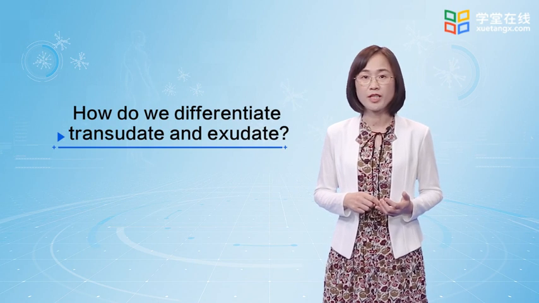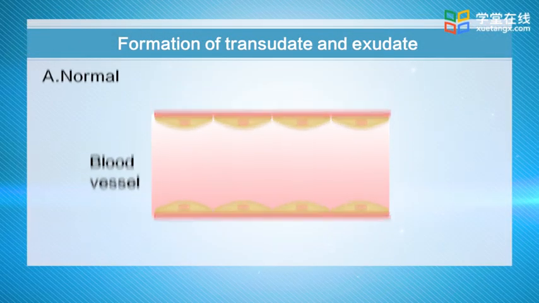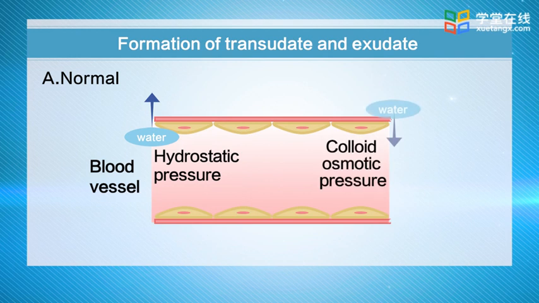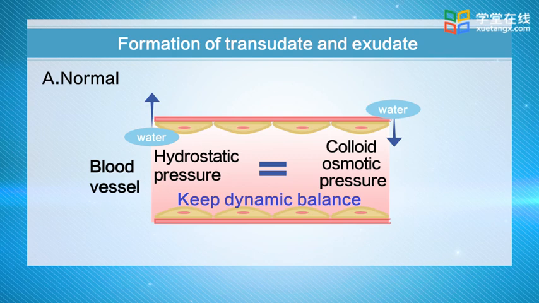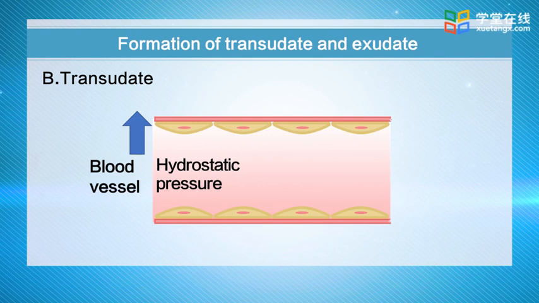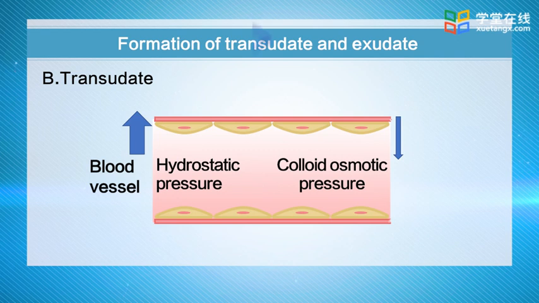First, let me briefly introduce the formation of transudate and exudate. Intravascular hydrostatic pressure of a capillary bed promotes outflow of water from the blood vessels into tissues, whereas intravascular colloid osmotic pressure prevents this process. Normally, these two pressures are in a balanced state. When intravascular hydrostatic pressure increases or colloid osmotic pressure decreases, this balance is disrupted, resulting in ultrafiltration of blood plasma.